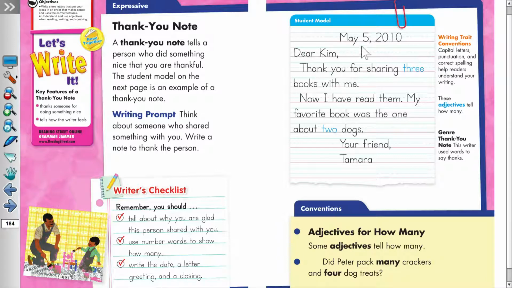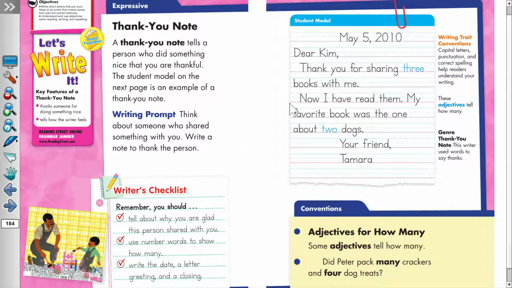It says May 5th, 2010. Dear Kim, thank you for sharing 3 books with me. Now I have read them. My favorite book was the one about 2 dogs. Your friend, Tamara.